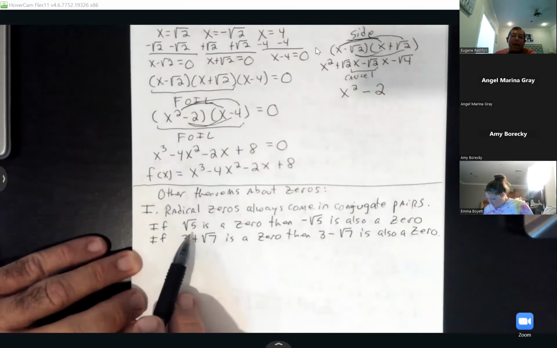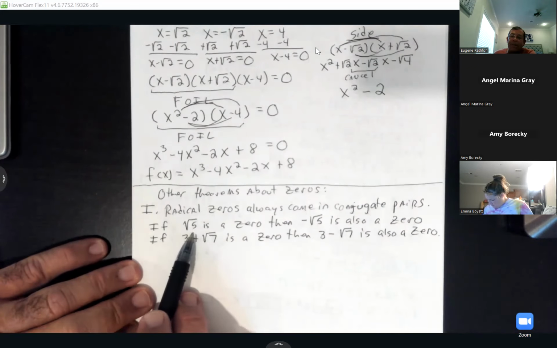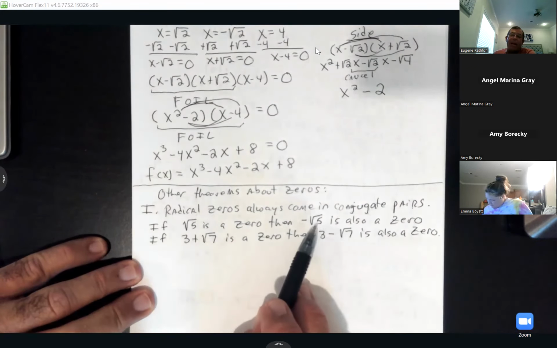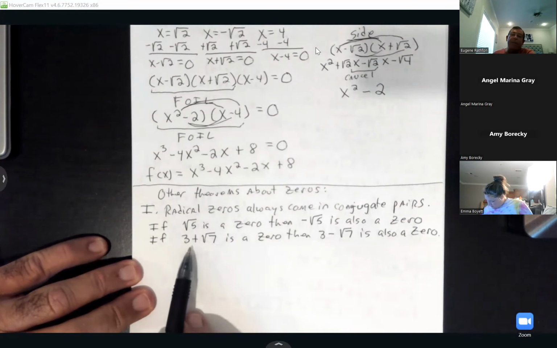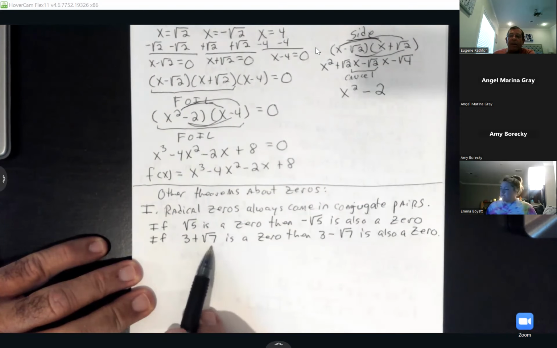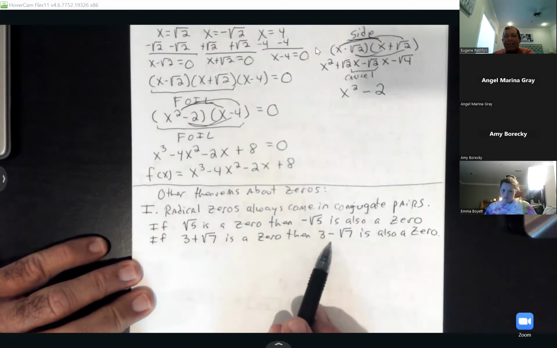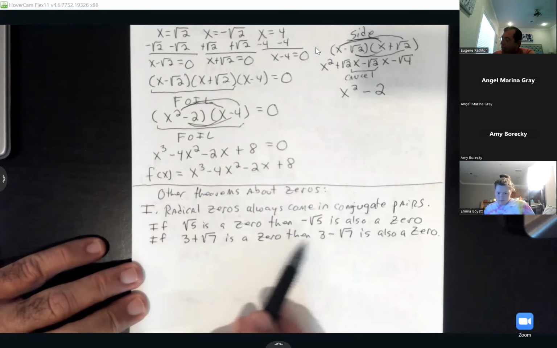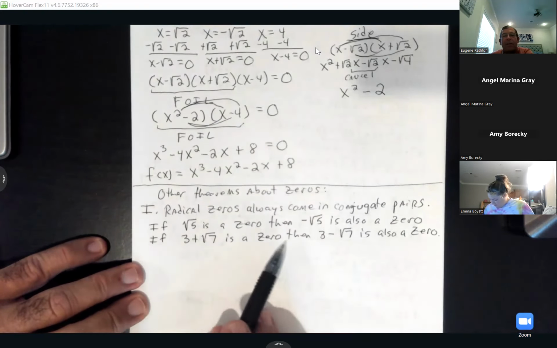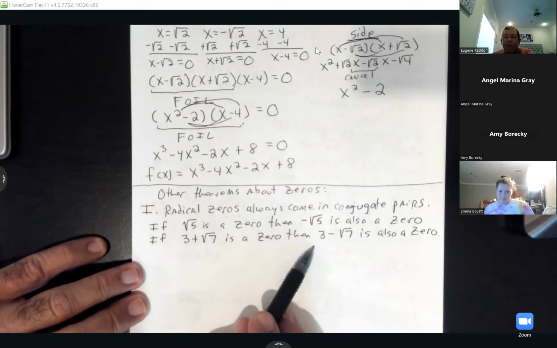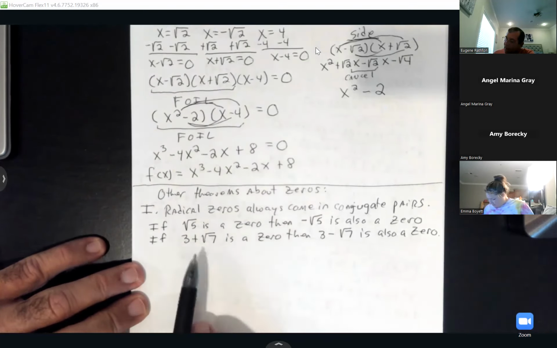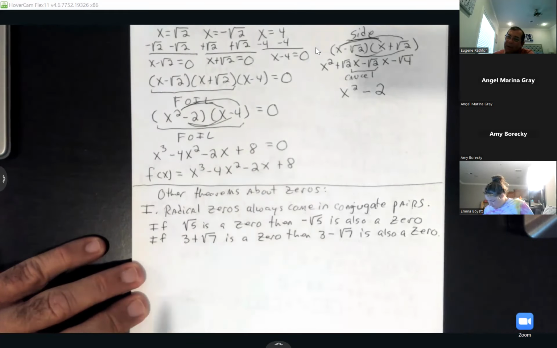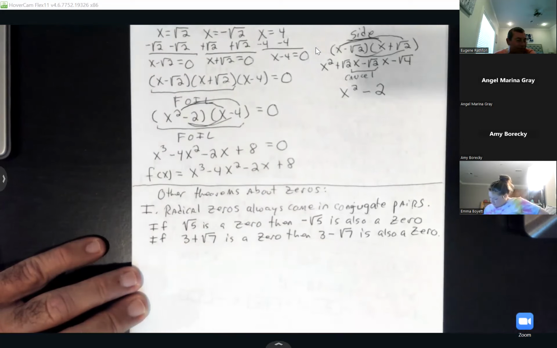So I can write it as a radical by itself, square root of 5. Its conjugate would be a negative square root of 5. If they give me this form, 3 plus square root of 7, then 3 minus square root of 7 is a 0. Notice, the 3 don't change signs on this one. Only the stuff with the radical changes sign. And y'all, that's because the square root can be either positive or negative, remember, when you're doing them square roots, okay?